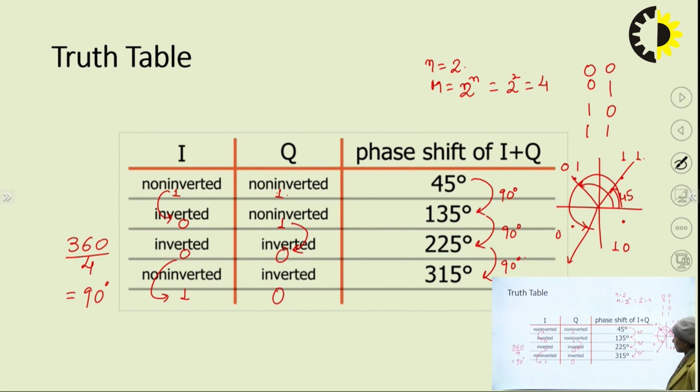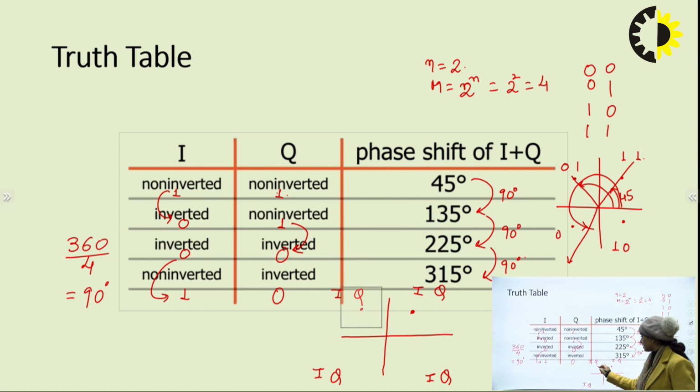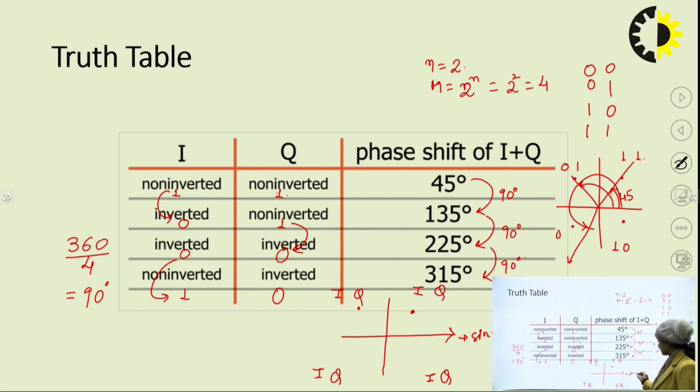For 45 degree, if I suppose this being the I channel, this being the Q channel, I and Q. Let's make it again. 45 degree will be somewhere here. If I consider my carrier wave to be sine, this is where I can draw plus sine. This is where I could draw minus sine. This will be my plus cos, this will be my minus cos. Right?